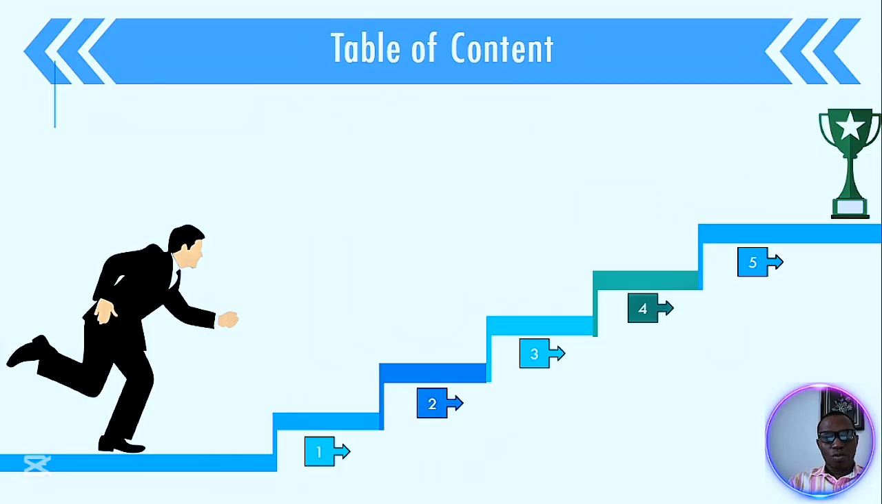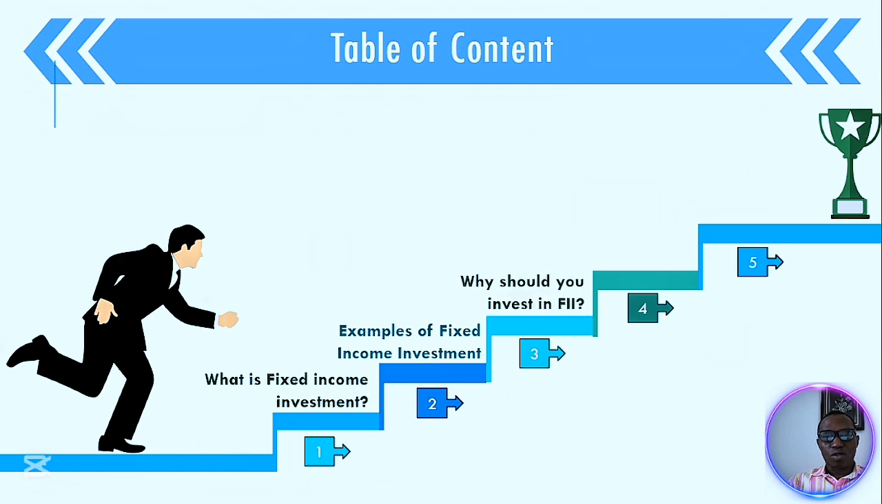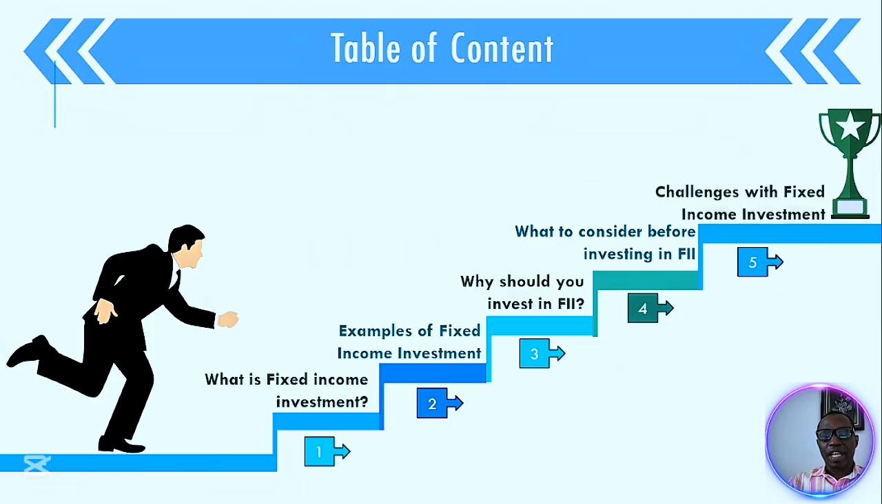So what do we have for us in this course? Number one, what is fixed income investments? That will be module 1. Module 2, we look at examples of fixed income investments. Then 3, we look at why you should invest in fixed income investment. That FII is fixed income investment, the acronym for fixed income investments. Then number 4, we look at what to consider before investing in fixed income investments. Then what are the challenges with fixed income investment?